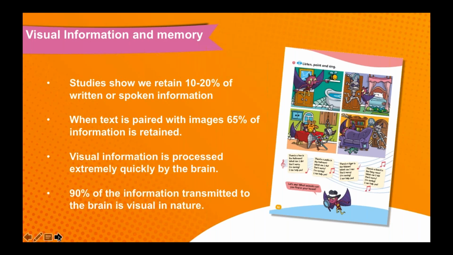And also, visual information is processed extremely quickly by the brain. Our brain can register and process an image in something like 13 milliseconds. So that's really fast. And then finally, just to back up the importance of visual information and imagery and how we understand it, 90% of the information transmitted to the brain is visual in nature. And I think if we just look at adults and our everyday life, that's pretty easily understandable.